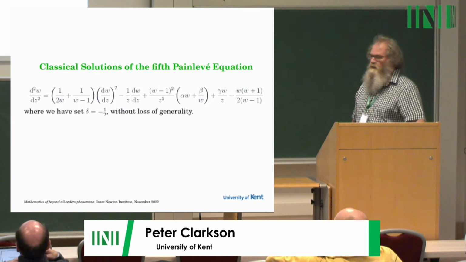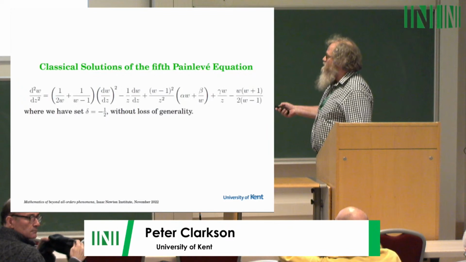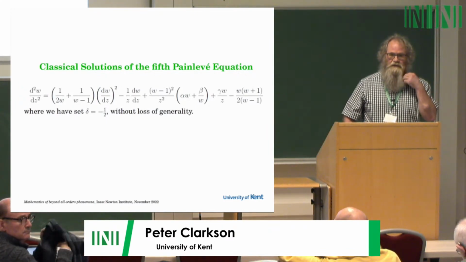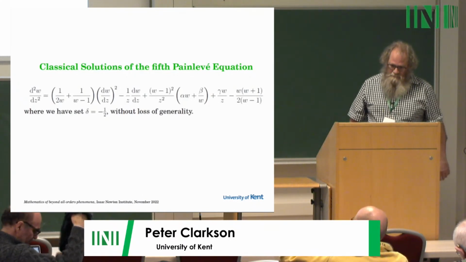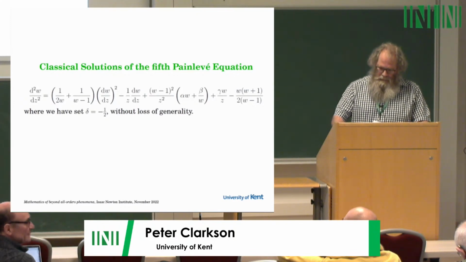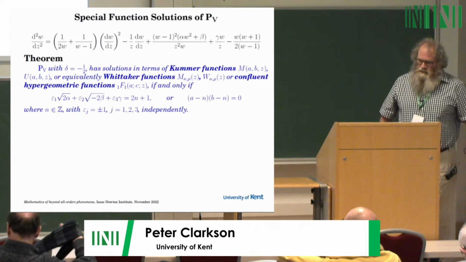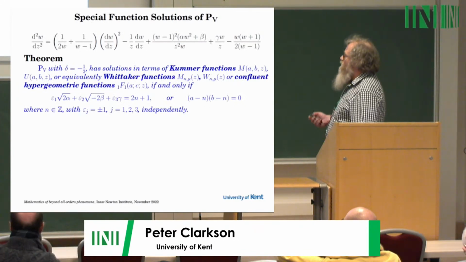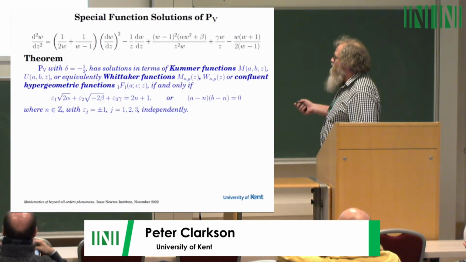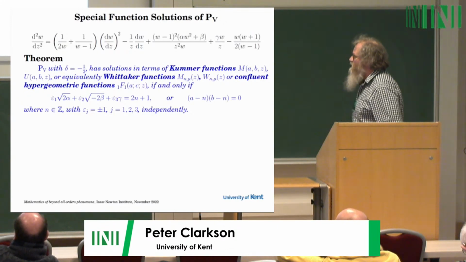So now let me look at the fifth Painlevé equation. In the generic case, I'm going to set delta to be -1/2, which I can do by rescaling the variables as necessary. So if it's non-zero, I can definitely scale it to be that. Now, special function solutions, these are known to be in terms of Kummer or Whittaker, or have a geometric case, and arise in these cases for the parameters. So there's a classification of when these actually arise.